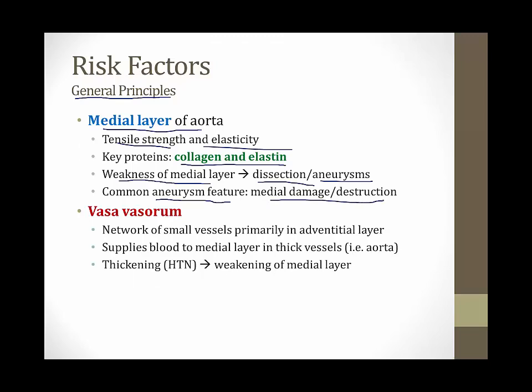A second general principle is that of the vasa vasorum. This is a network of small vessels that's found primarily in the outer layer, the adventitial layer, and it supplies blood to the medial layer in thick vessels like the aorta.